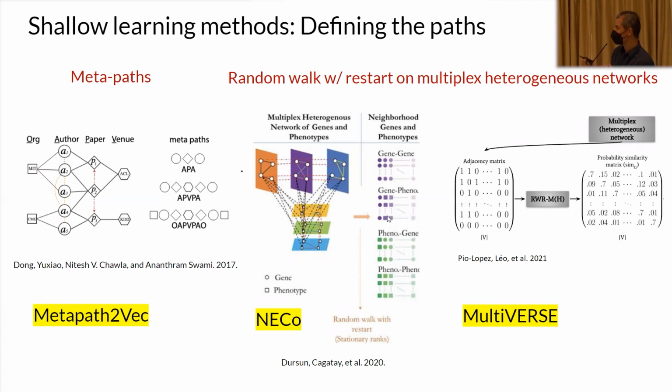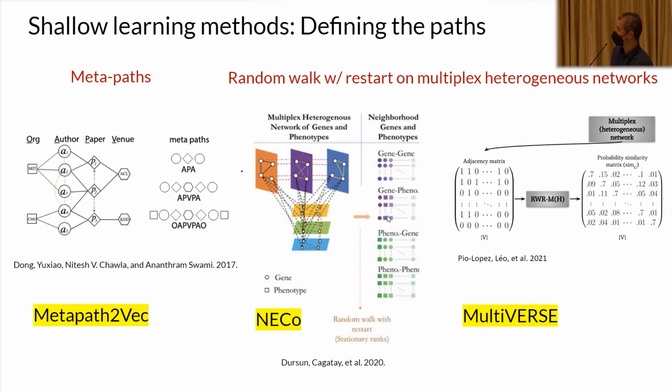And as we discussed several times, we do random walk based methods. Basically, when we do a random walk, starting from a seed gene, we can visit other nodes in the same layer, or we can jump to the other layer. So it's a random walk with restart on multiplex heterogeneous networks.